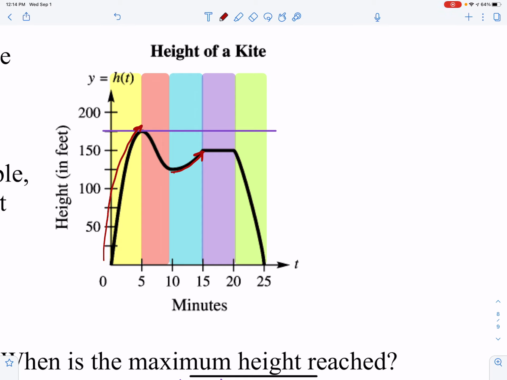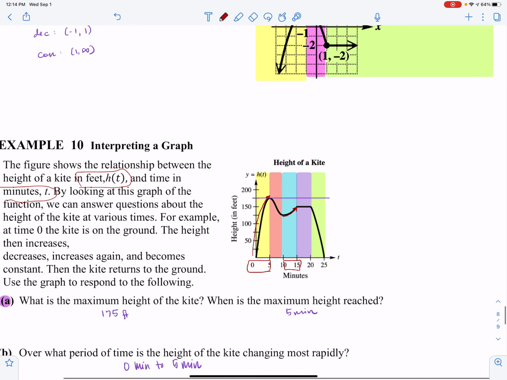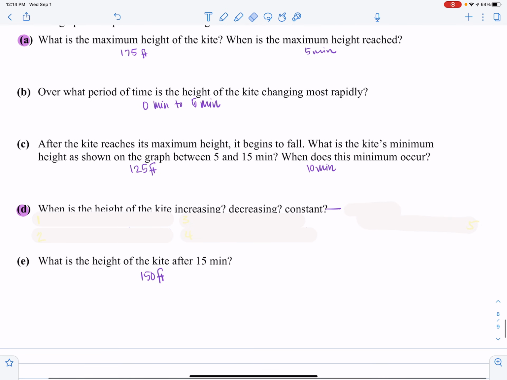So the first time the kite increases is from 0 minutes to 5 minutes. And the second time is from 10 minutes to 15 minutes. So we'll uncover those. From 0 minutes to 5 minutes, the kite is increasing. From 10 minutes to 15 minutes, the kite is increasing. Now notice it also says, when is it decreasing?